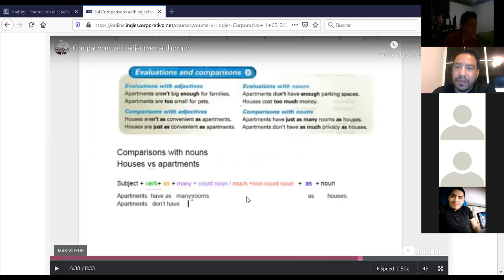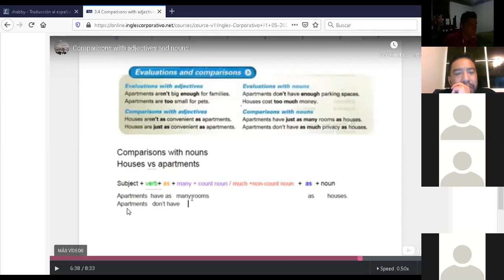Here is pretty much that something we are comparing with nouns, right? How do you say "un perro grande no come tanto como uno chiquito"? Let's try. I know I'm changing from apartment to houses, right? A big dog doesn't eat. Here, doesn't eat. Aquí va con el verbo. As much or many.